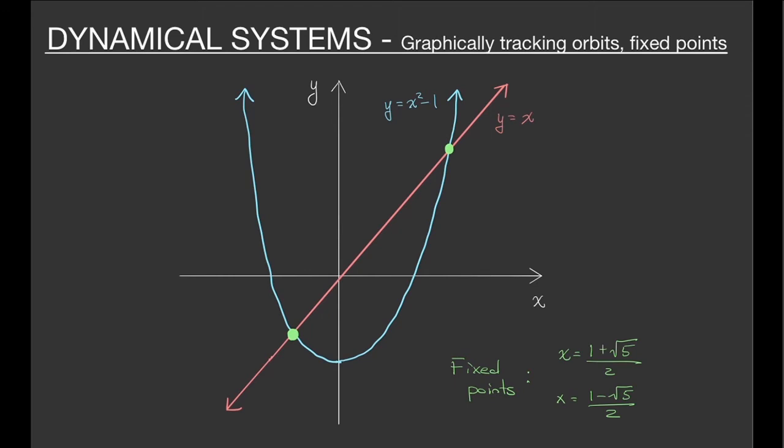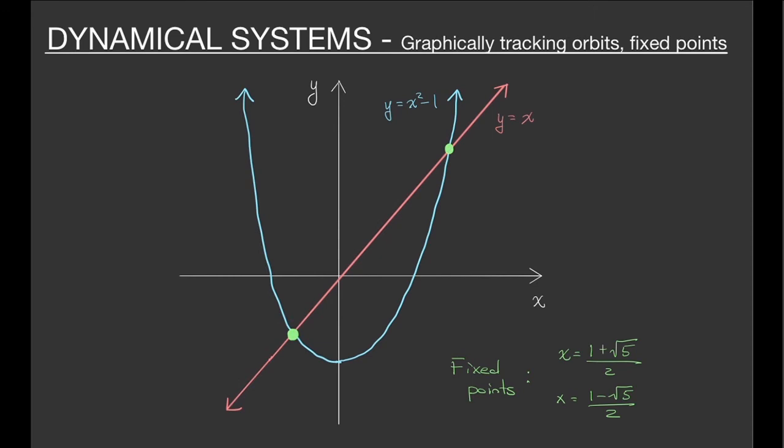1 minus root 5 over 2. These can be found using some simple algebra. Just set x squared minus 1 equal to x. You have a polynomial, second degree in x. You can use the quadratic formula. What we want to look at here is what happens to these fixed points.